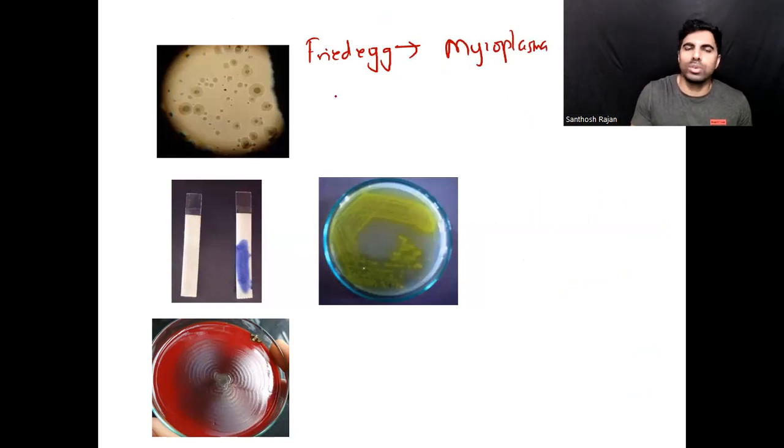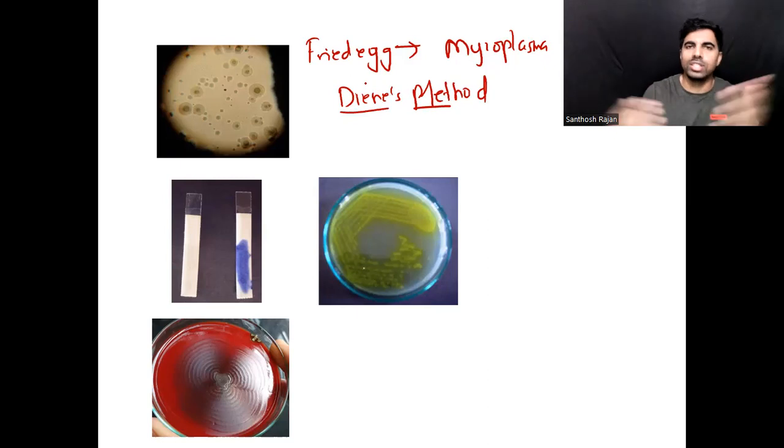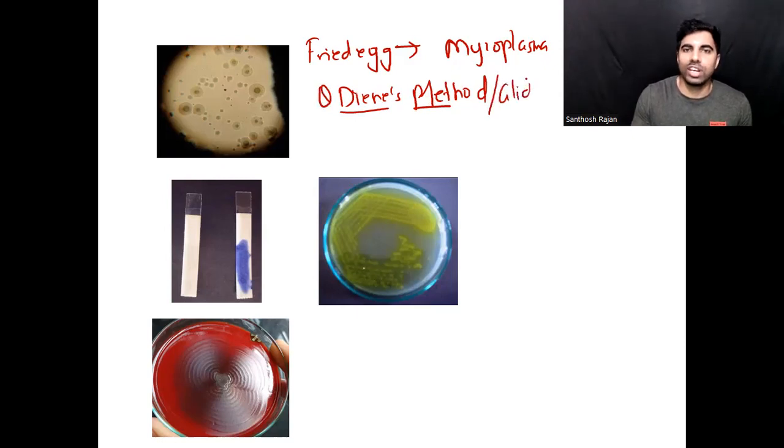And one more important thing, don't forget Dienes' phenomenon. Dienes' method is for Mycoplasma. Dienes' phenomenon is for Proteus, a totally different one, where you check swarming motility of two strains, same or different. Dienes' method is basically just staining with methylene blue. That's it. Dienes' method is used in Mycoplasma. Plus it has gliding motility. You'll never forget because of cholesterol in the membrane, so gliding motility. We call it PPLO agent. I'm not going to talk much about it.